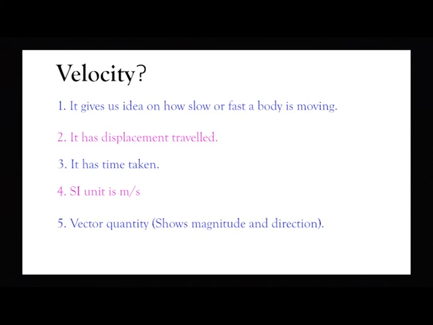The SI unit is meter per second. And finally, it is a vector quantity. Vector quantity here means it shows both magnitude as well as direction. That's why velocity is a vector quantity.